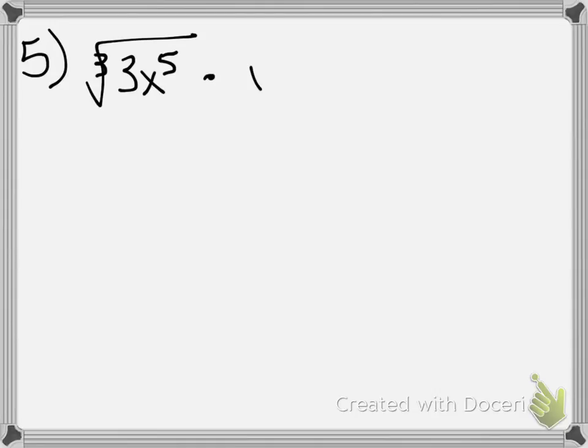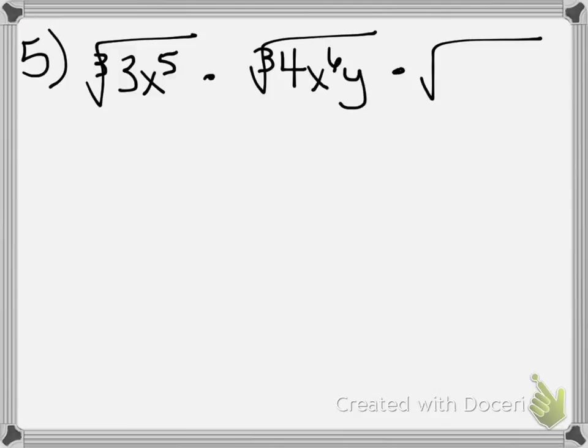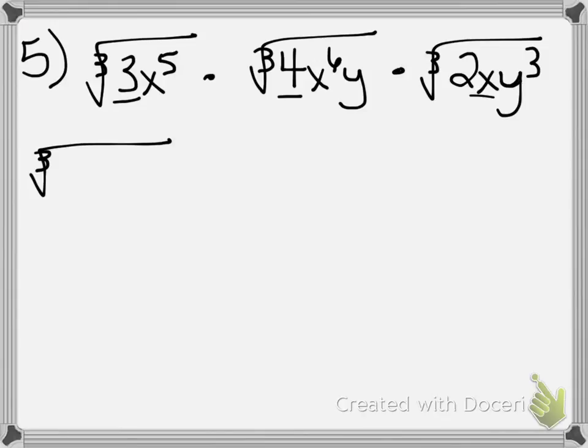Okay, and then I've got another multiplication one. This one's a little bit crazy because I have 3 things to multiply, which is okay. So I have the cube root of 3x to the 5th times the cube root of 4x to the 6th y times the cube root of 2xy to the 3rd. So what I'm going to do, first of all, they're all cube roots, so I can multiply them all together. So I've got the cube root of, and I'm going to do 3 times 4 times 2, which gets me 24.